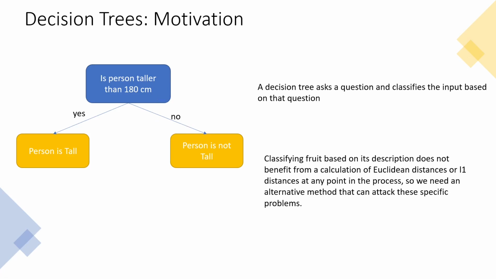So why do we need decision trees actually? Classifying fruit based on its description does not benefit from a calculation of Euclidean distance or L1 distance at any point in the process. So we need an alternative method that can attack these specific problems. Assume that we have categorical data. If you have categorical data, Euclidean distance or L1 distance, those are mathematical distances, don't mean anything. Let's say you would like to solve the problem of classifying apples and oranges based on their color. And the color is a categorical value. For example, oranges are yellow and apples are red. These are not numerical values. So neither Euclidean distance nor L1 distance means anything. For these kinds of problems where we have categorical data, we need classifiers like decision trees.